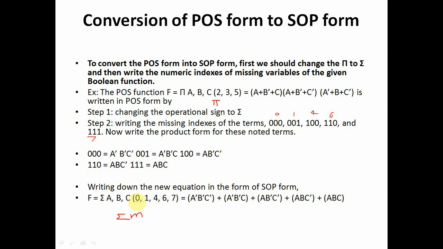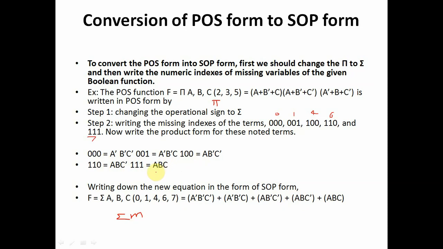into standard SOP form. 0 is nothing but A bar, B bar, C bar. 1 is nothing but A bar, B bar, C. 4 is nothing but A, B bar, C bar. 6 is nothing but A, B, C bar. And 7 is nothing but A, B, C.